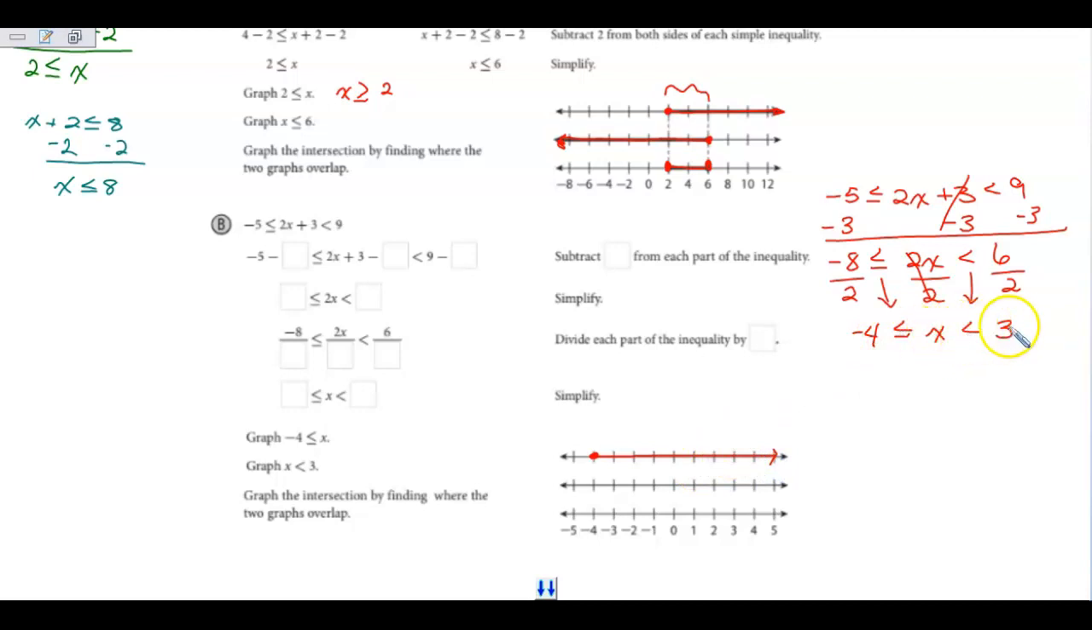But x is also less than 3, so we're going to find 3, and it's less than, so it can't be 3, but it can be every number in between. Now the overlap is here at -4, which is a solid circle, and at 3, which is a hollow circle, and then everything in between. Okay? So this is your answer in mathematical form, and this is it graphed.